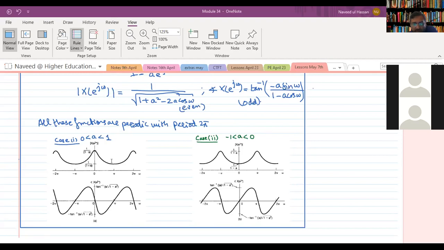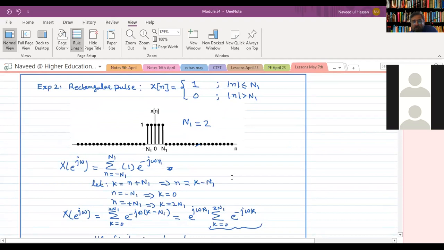So this will be low pass, and when A is negative, this will be high pass, because now at pi the magnitude is high. So this filter will be more selective for the high frequencies. It will pass high frequencies, and the other will pass low frequencies. So this will attenuate high frequencies, this will attenuate low frequencies. Yes, Abdullah, you are right. This case 1 is low pass, case 2 is high pass. Okay.